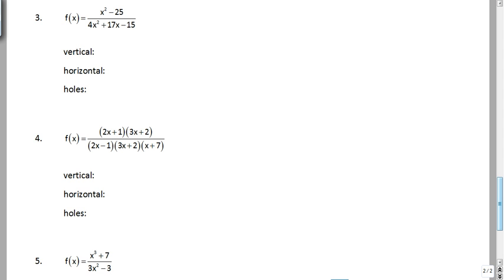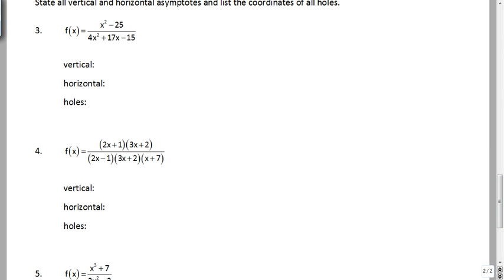So what I would like to do is go through number 3 with you really quick. Of course, it needs to be factored first. So we have x plus 5 and x minus 5 when you factor the top. And when you factor the bottom, you're going to have an x plus 5 and a 4x minus 3. So as we see, that's going to cancel and you are left with an x minus 5 over 4x minus 3. So from there, our vertical asymptote is in the simplified. So vertical is x is equal to 3/4.